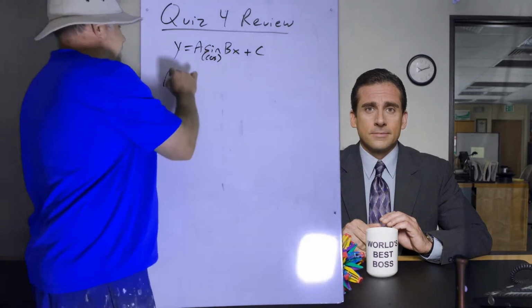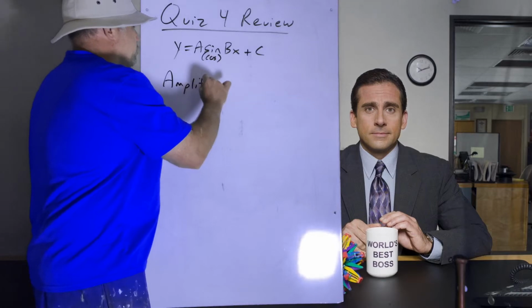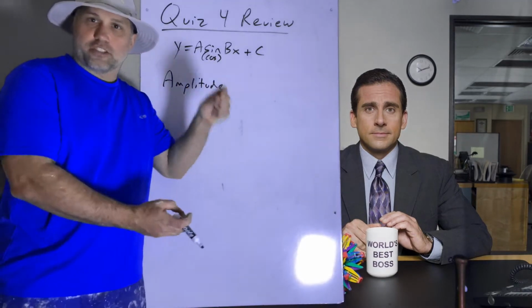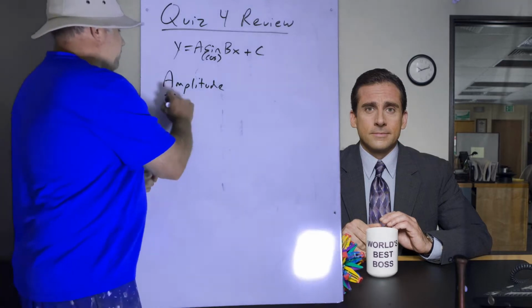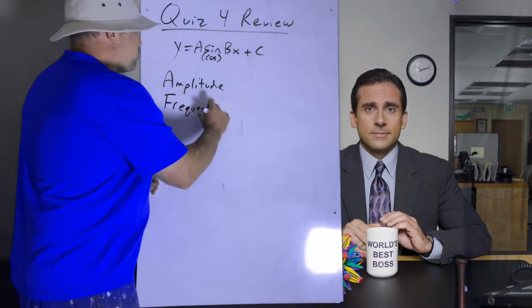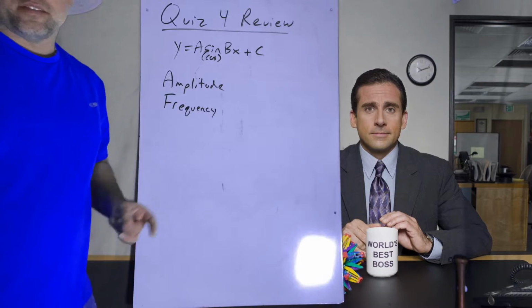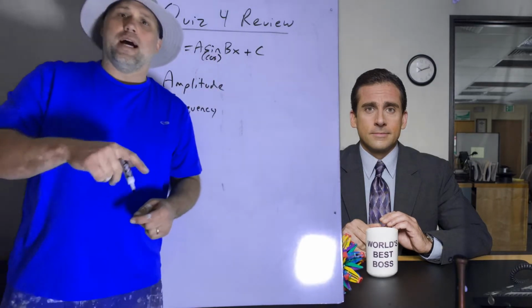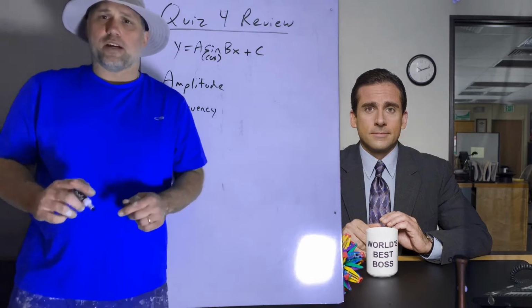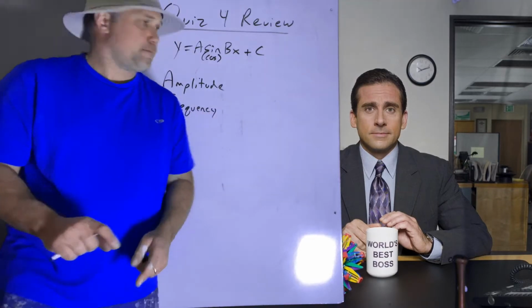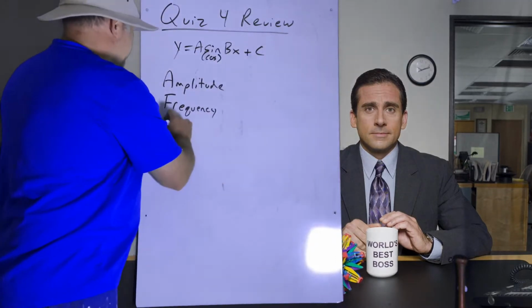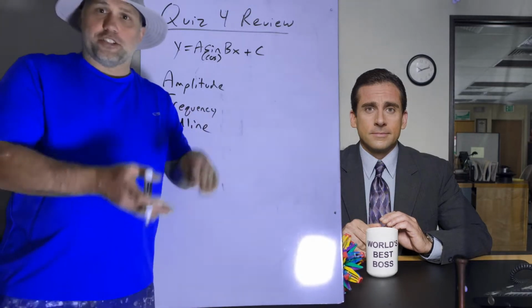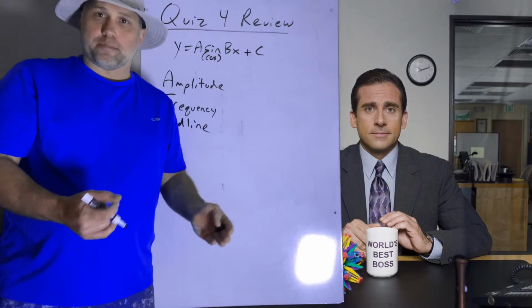Remember, we have the amplitude. You'll see that word on your quiz. Amplitude's the A value. That's the stretch on the graph. You have frequency, which we learned in lesson 20. Frequency is the B value. It tells you how many cycles you're going to see of that graph between 0 and 2 pi. Your C value is called your midline. That's where the graph gets shifted up or down to, all right, midline.